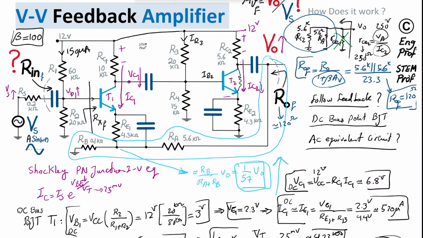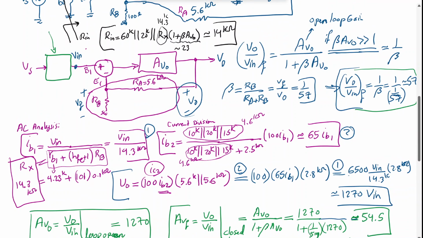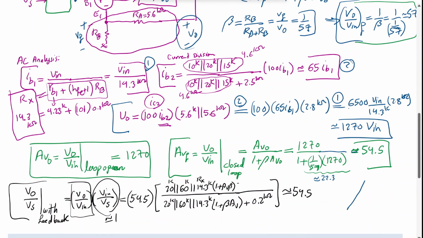Rin with feedback, of course, is basically just R1 and R2 in parallel, because the Rx with feedback is much larger, 330 kilo ohm. And the AV open loop is 1200-ish, 1270. AV closed loop, in a first, very rudimentary analysis, we found to be 57, but then detailed analysis showed that it was a good approximation, because it's actually 54.5-ish, in that ballpark.